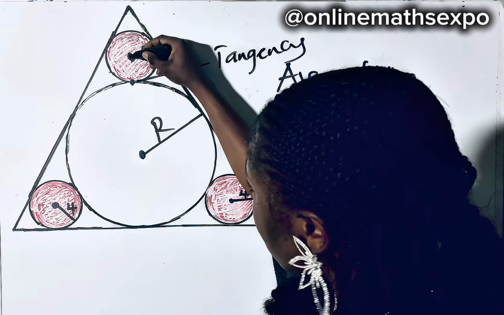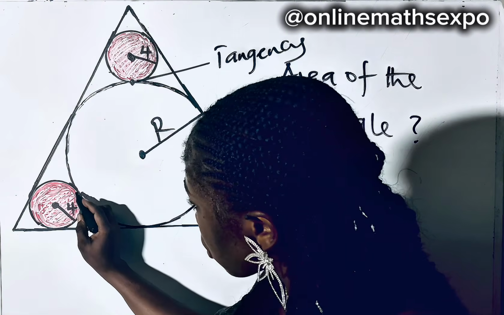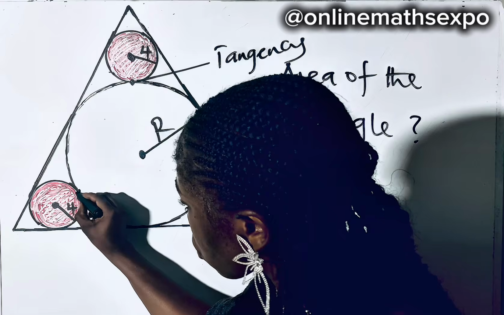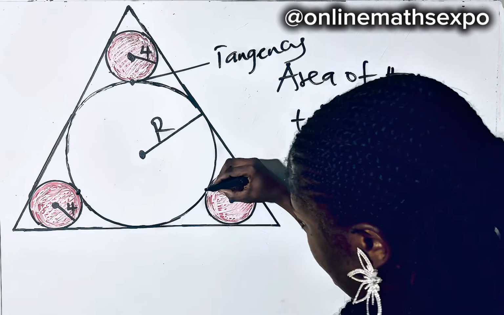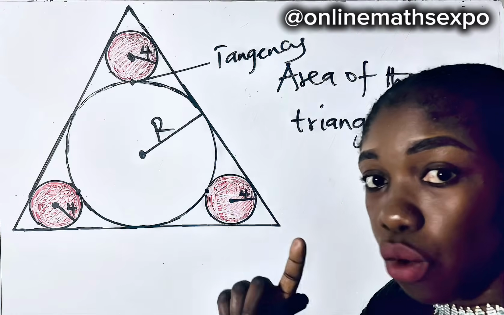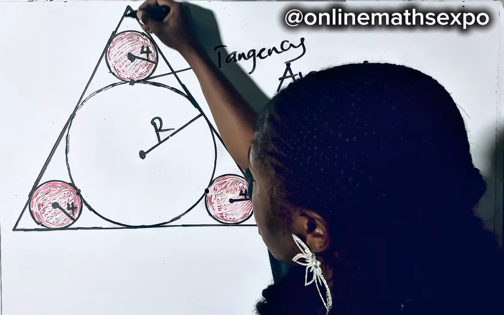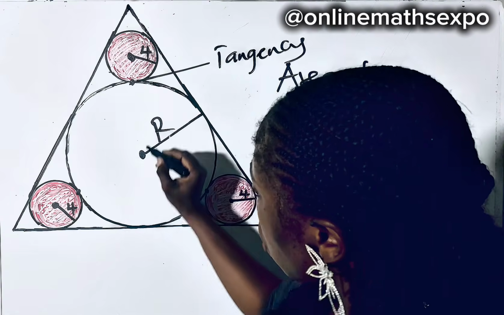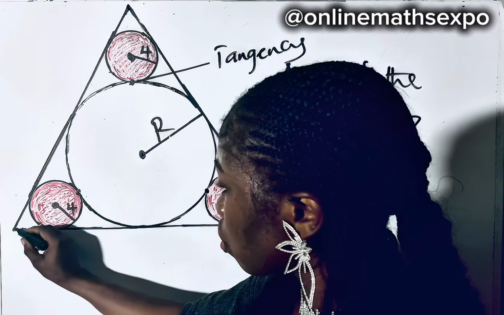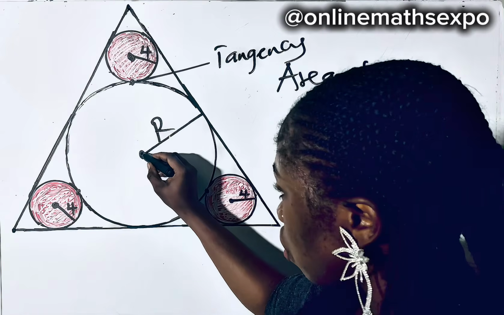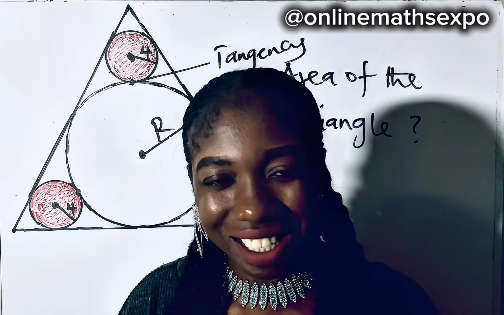So we are going to join this line and also observe that this small circle is touching this at this point. This is also another point of tangency, as well as this. This is another point of tangency. So you are free to join from here, touching this, so that you extend it to touch this vertex. You're also free to join from this center, touching this, and also touch this vertex. You're also going to do same here. This is just for it to help us to solve this easily.